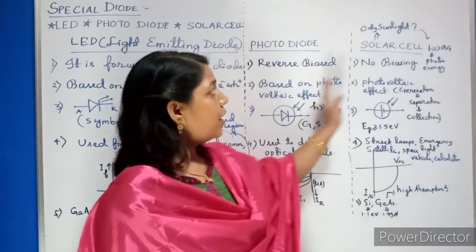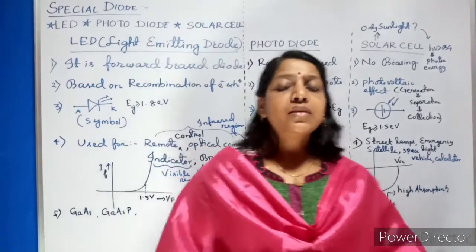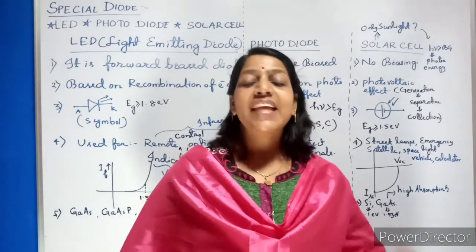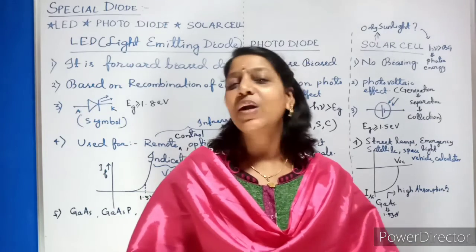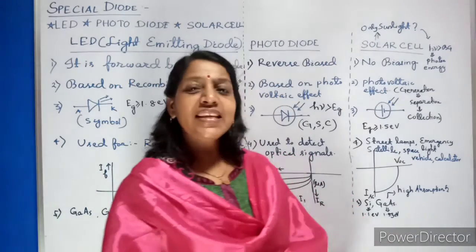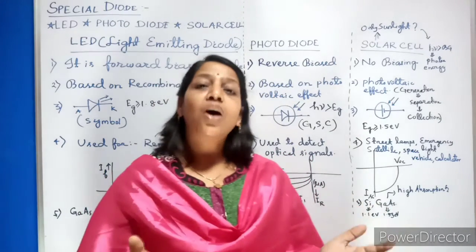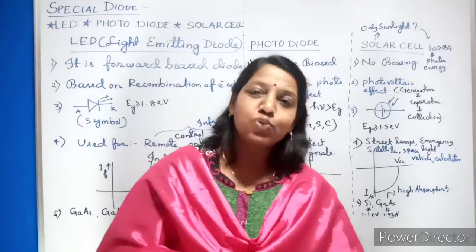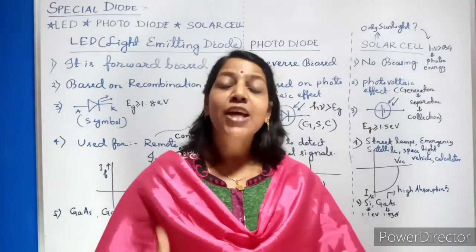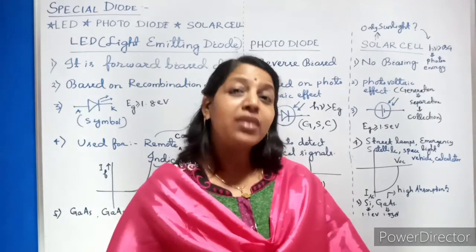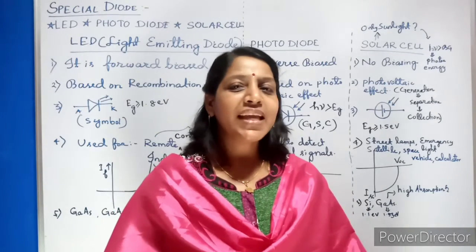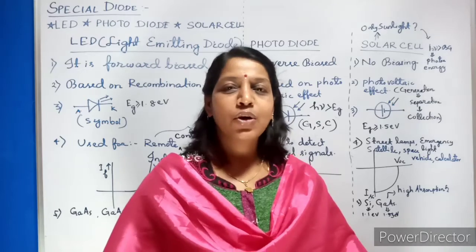Clear? Now coming to the solar cell. The speciality of the solar cell is that it does not need any biasing, neither forward bias nor reverse bias. Now the junction area, or the window where you allow the light to fall on the junction, they make very large, so that much of the light can be absorbed and easily converted to voltage. That window they will make a larger area.